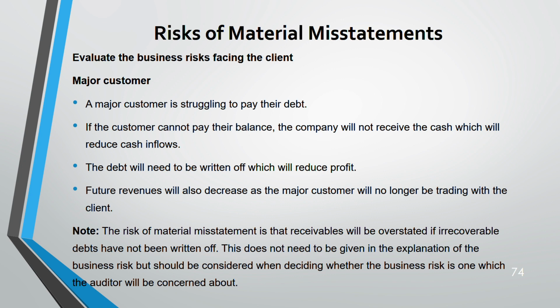Note: this note is there with every item, okay? The risk of material misstatement is that receivables will be overstated here if you are not writing off the irrecoverable debt. So this does not need to be given in the explanation of the business risk, but it should be considered when deciding whether the business risk is one which the auditor will be concerned about or not.